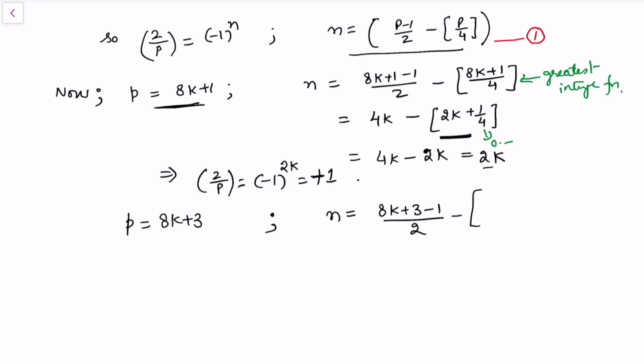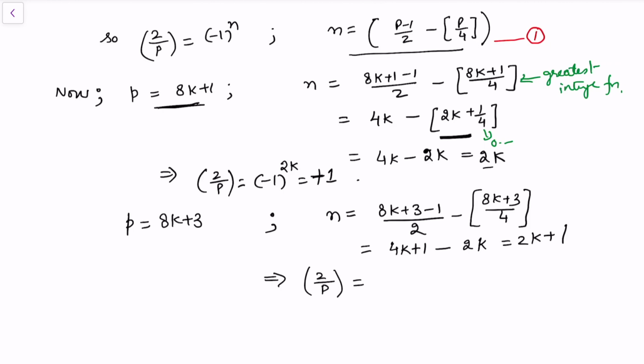And minus the greatest integer of (8k+3)/4. Again this value is 8k+2, and this means it will give me 4k+1, minus this will again give me the greatest integer as 2k. So the total value is 2k+1. So this implies the Legendre symbol (2/p) is (-1)^(2k+1). This value is -1.